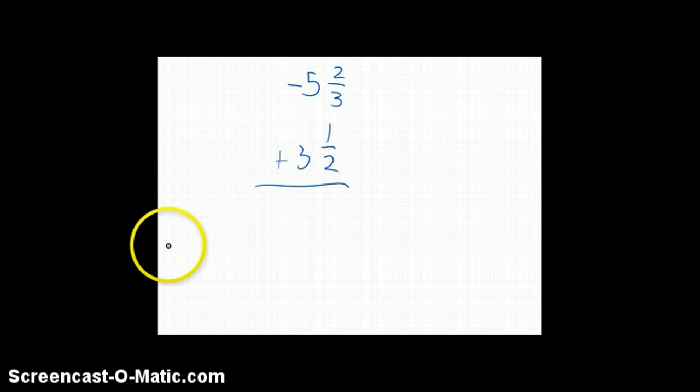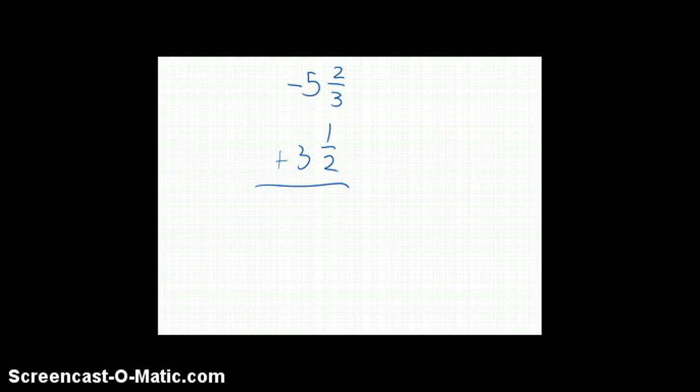So the factors of 3 are 3, 6, and 9. And the factors of 2 are 2, 4, and 6. By the way, these can go on and on, but we're just going to look at these three. So if we find out which denominator 2 and 3 have in common, it would be 6. And that is the least common denominator.